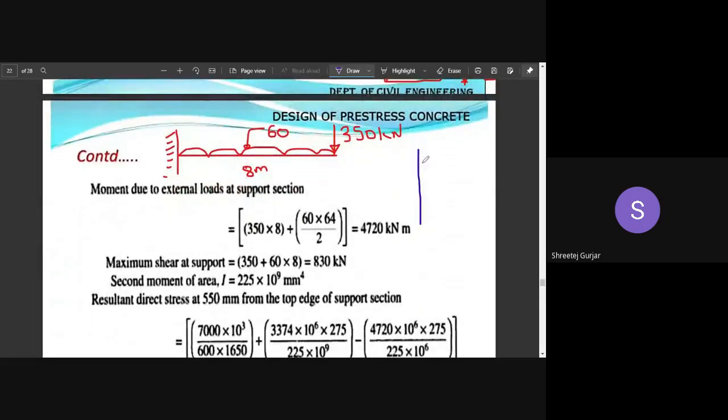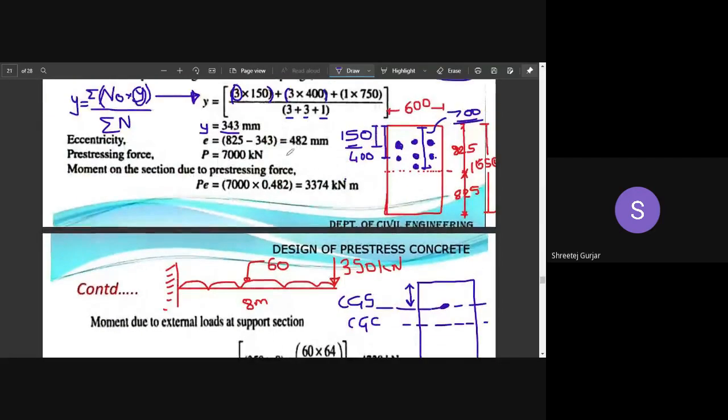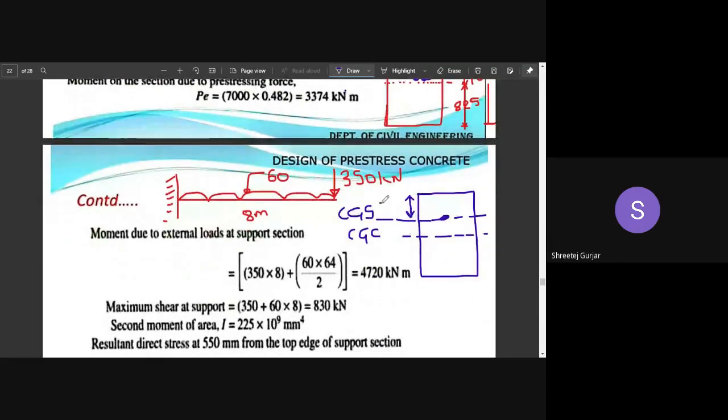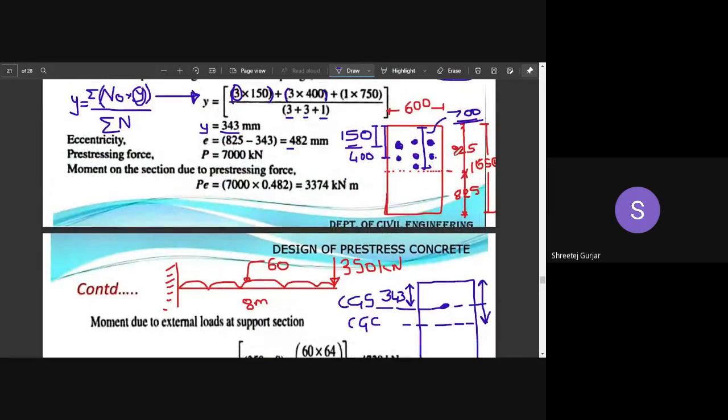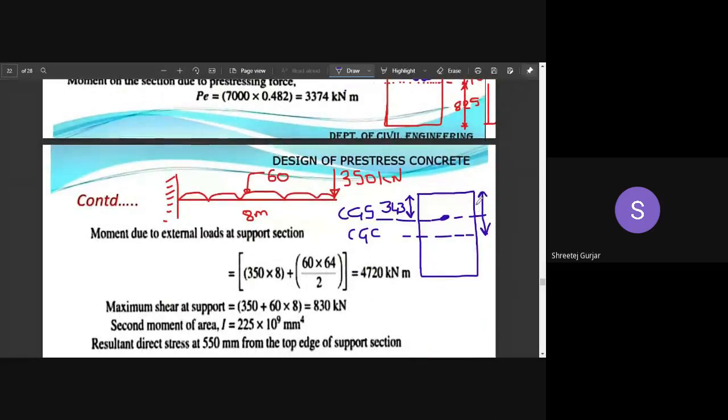If this is the cross section, once again I will draw it using your CGS and CGC. This particular half of your beam is the CGC, the concrete CG. And this is what we have found out now, the CG of steel, located at a distance of 343. And what is this distance? It is half of the depth, that is 825.